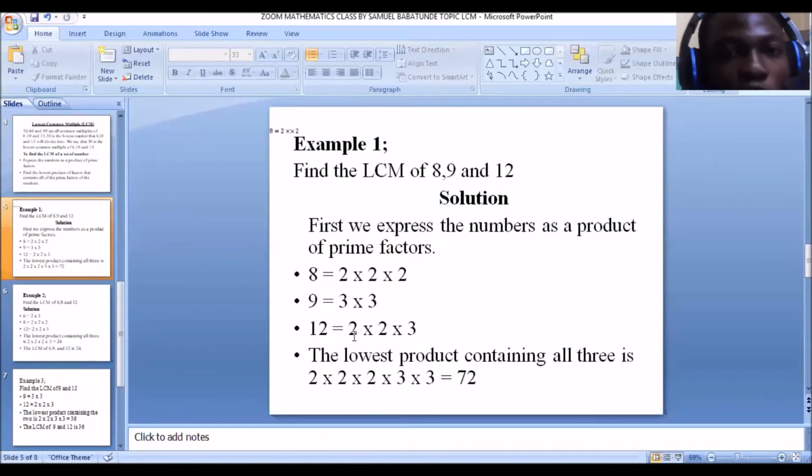The lowest product, because we are dealing with the lowest common multiple. The multiple that is lowest. The multiple that is common among them, and which is the lowest, is what we are dealing with. So we are dealing with the lowest product.